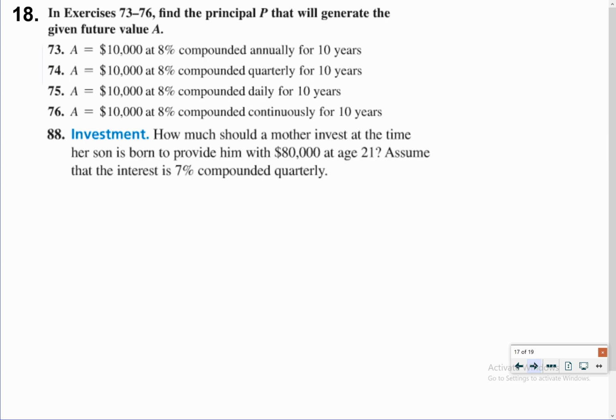Okay, the last word problem, I think, is one of the easier ones of the bunch. Pick a number.